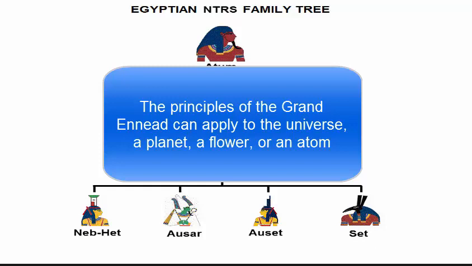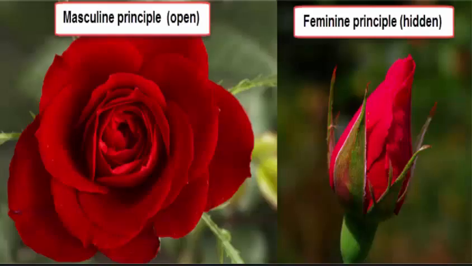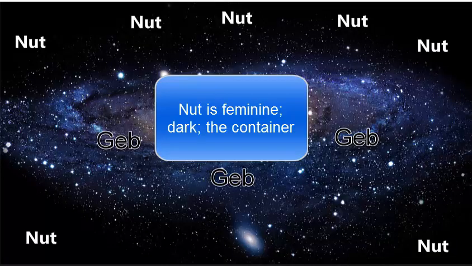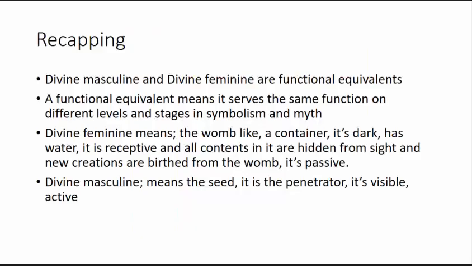Divine in this sense doesn't mean a godlike being. Hence, divine masculine and divine feminine are universal, functional equivalents that can be applied on many levels and stages of symbolism. Divine is more about expressing a scientific concept, not a religious designation of a deity. Recapping, divine masculine and divine feminine are functional equivalents. A functional equivalent means it serves the same function on different levels and stages in symbolism and myth.